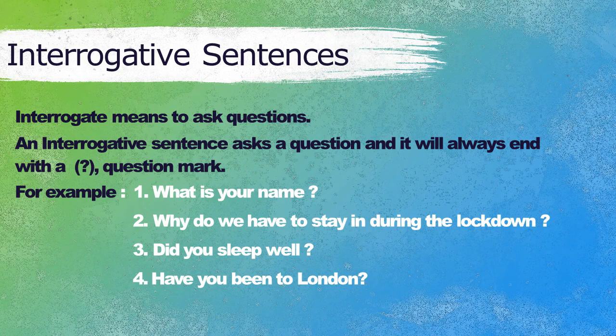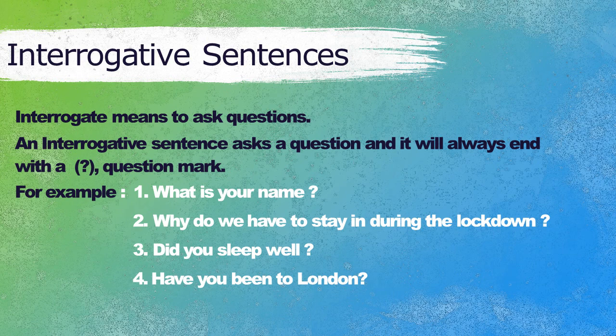Now we are going to study the next type of sentences. They are called interrogative sentences. Interrogative means they are asking questions. Interrogate means to ask questions. An interrogative sentence asks a question and it will always end with a question mark.